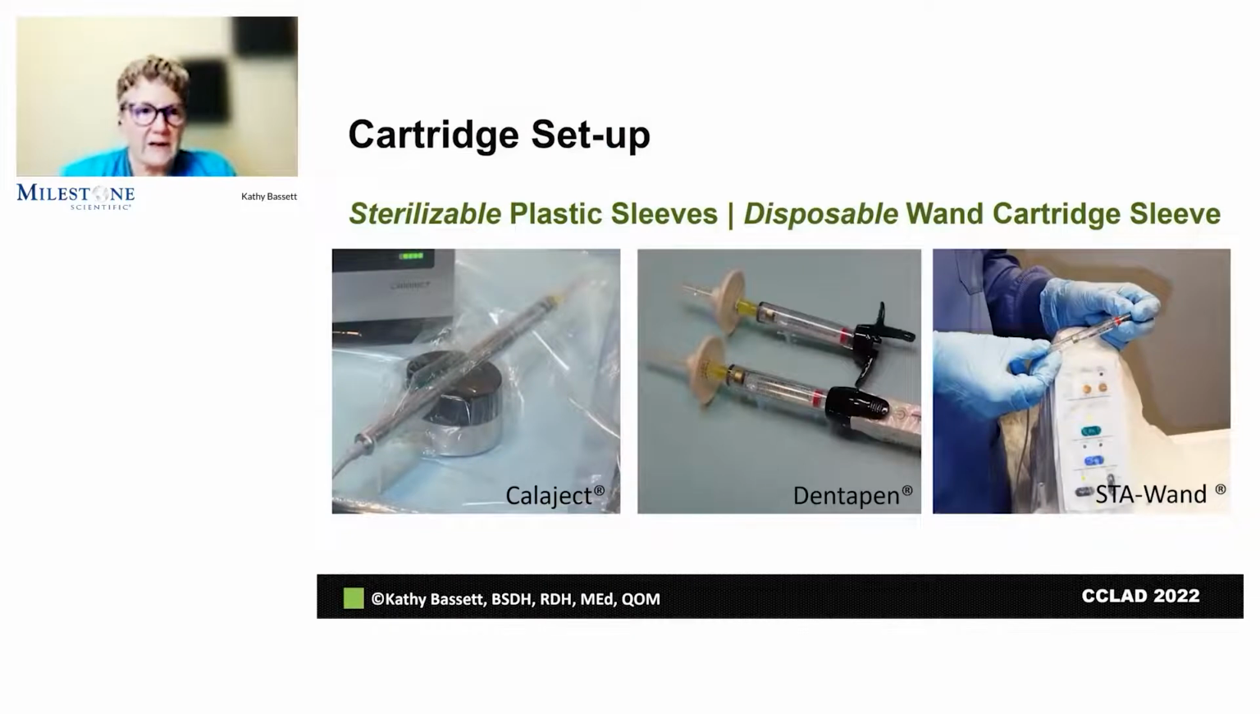When we're doing cartridge setup, the CCLAD and the DentaPen have sterilizable plastic sleeves. So you will adapt them to the device. Your cartridge will slide into that sleeve, very similar to how you'll drop a cartridge into the barrel of a metal syringe. And then you use a standard needle on that device. The wand has a very similar plastic cartridge, but it is built onto the delivery tubing, onto that lightweight handpiece, and is part of the entire disposable apparatus.